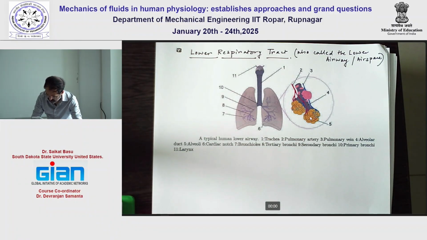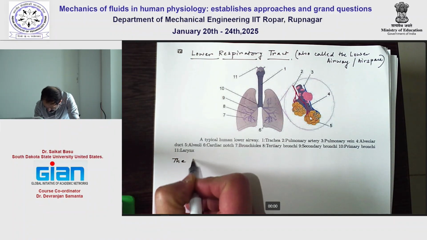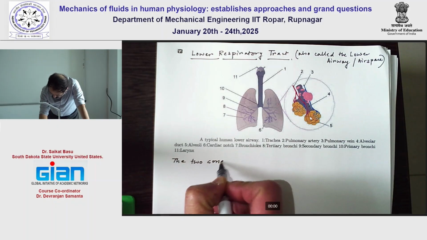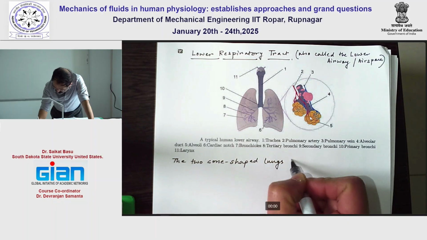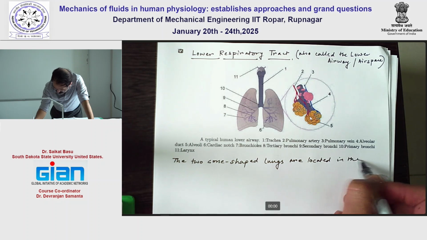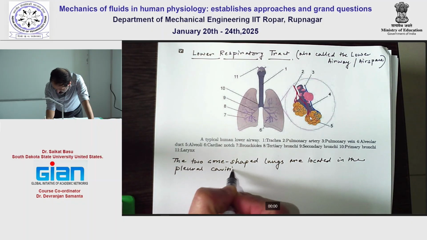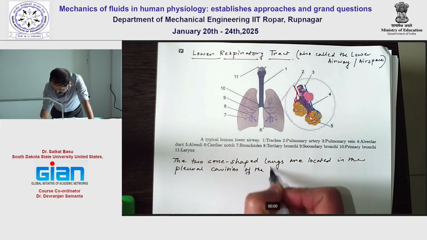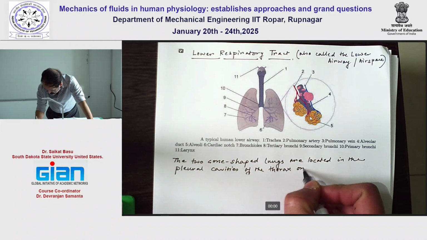So we have two lungs, they are shaped sort of conical. So the two cone-shaped lungs are located in the pleural cavities of the thorax. The thorax is a region anywhere under our neck till our abdomen. So the pleural cavity contains this set of lungs on either side of the heart.